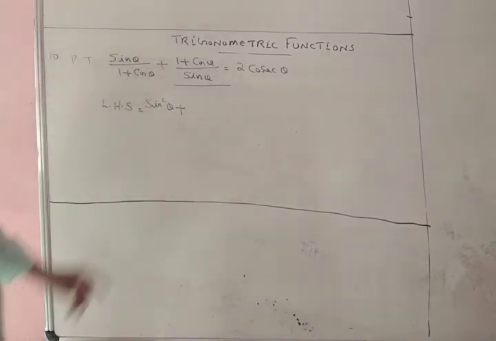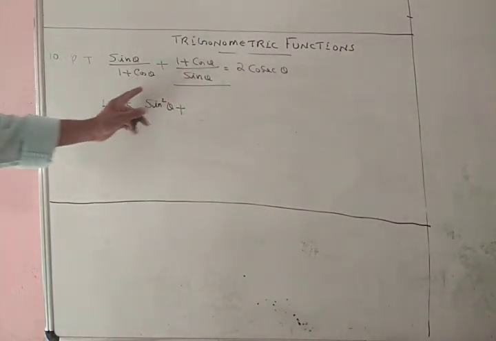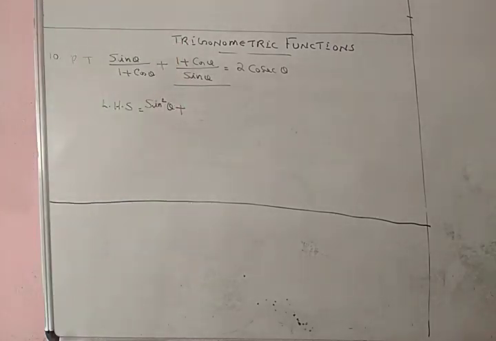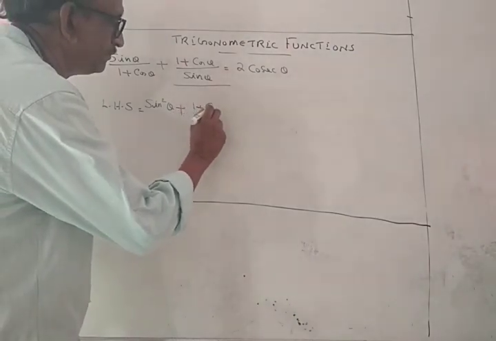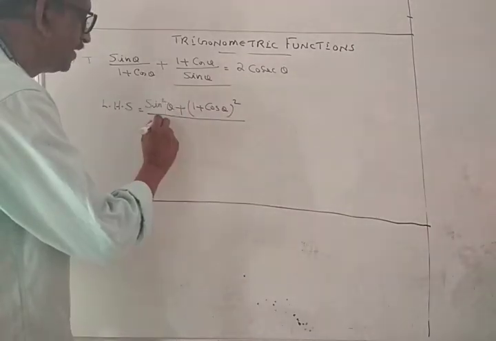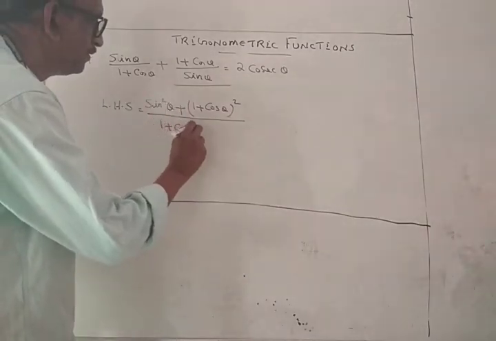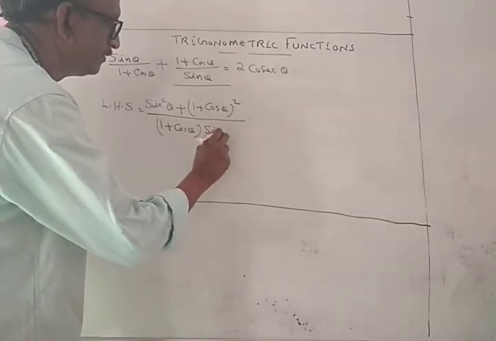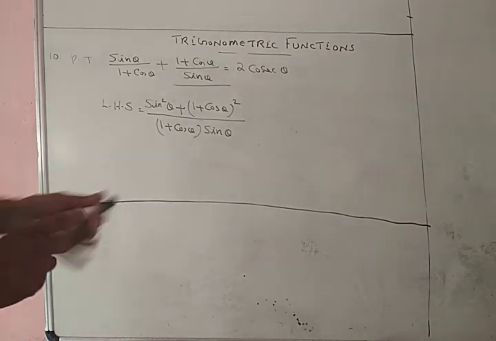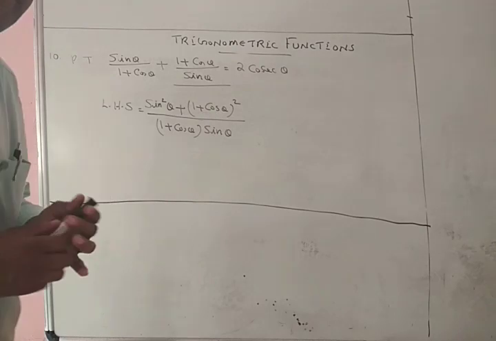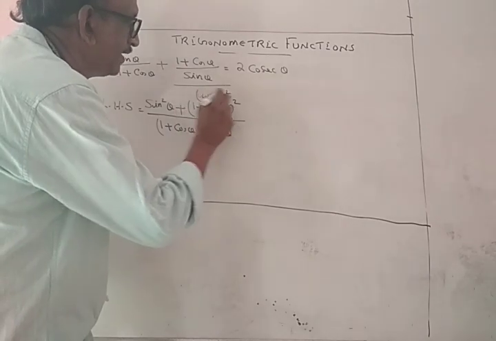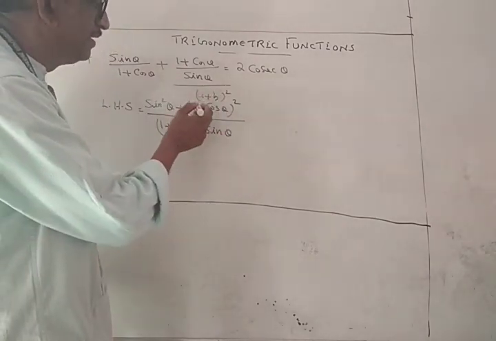Plus then cross multiply these two terms, 1 plus cos theta and 1 plus cos theta. 1 plus cos theta into 1 plus cos theta is 1 plus cos theta the whole square, divided by 1 plus cos theta into sin theta. Then simplify the numerator. The numerator, this is A, this is B, therefore A plus B the whole square. Treat 1 as A and cos theta as B, we get A plus B the whole square.